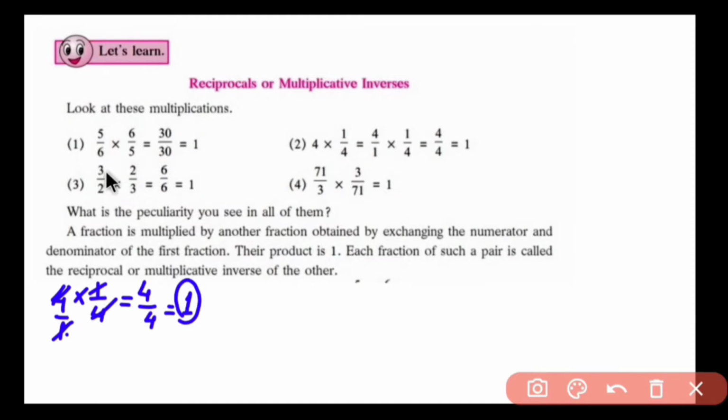Here the numerator is 3, here the denominator is 3. In the first fraction the denominator is 2, in the second fraction the numerator is 2. So the numerators and denominators are interchanged. So when there is multiplication between reciprocals, the answer is always 1. If you want, you can directly cancel here. 2 cancels with 2, 3 cancels with 3.